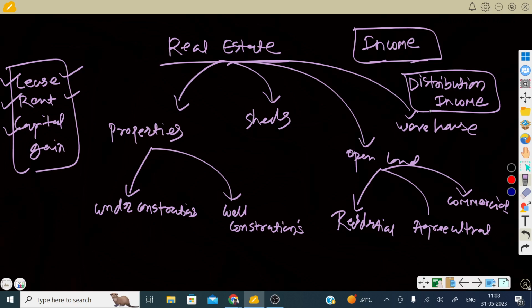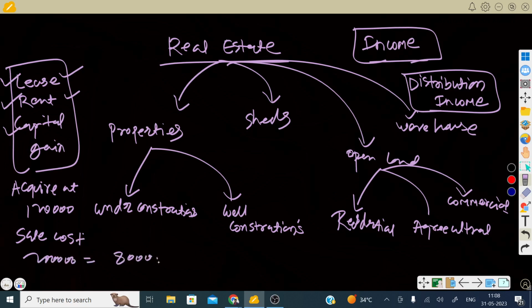So it means the fund purchases the property or land, let's say acquires it at 1,20,000, and now the sell cost is 2 lakh. So 80,000 becomes your capital gain. So that also needs to be distributed to the investors. Acquire cost and sell cost.